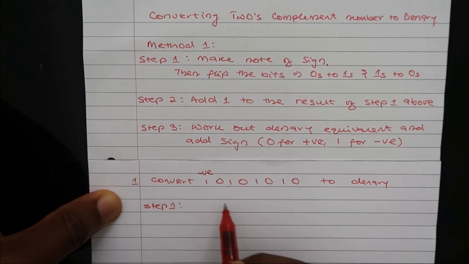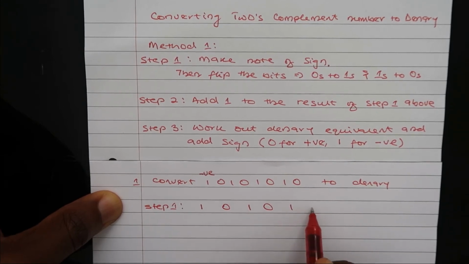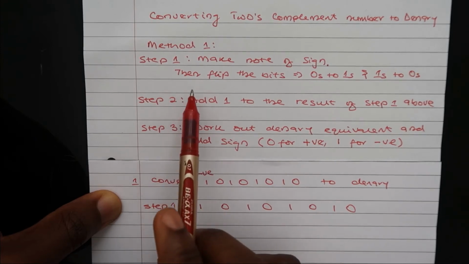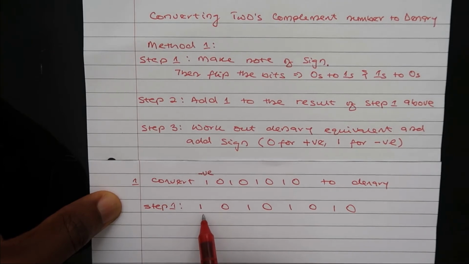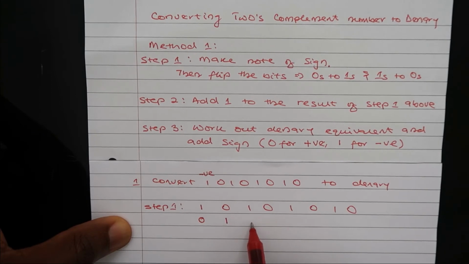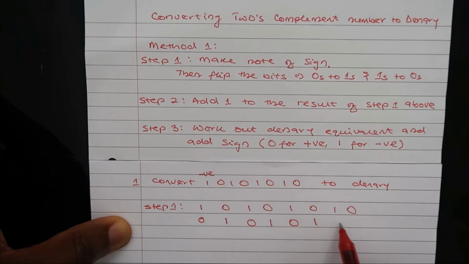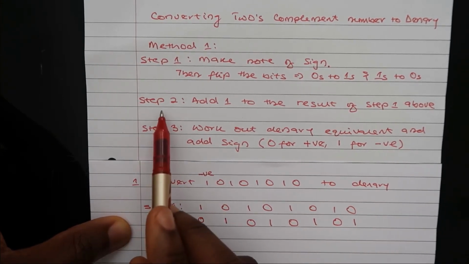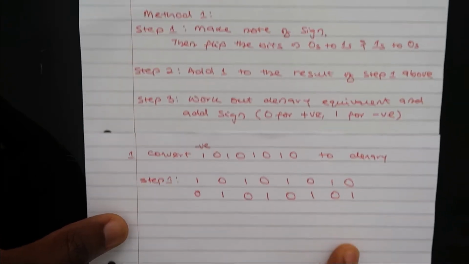So, if I write down the value again, just space it out so it's clearer. With step 1, we're saying up here that we flip the bits, so zeros to ones and ones to zeros. So this 1 here will become 0, 1, 0, 1, 0, 1, 0, and 1. In step 2, we need to add 1 to the result of step 1.